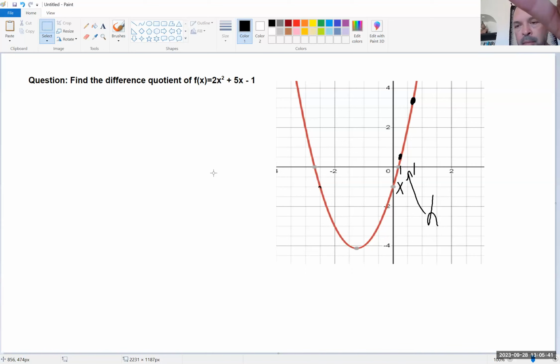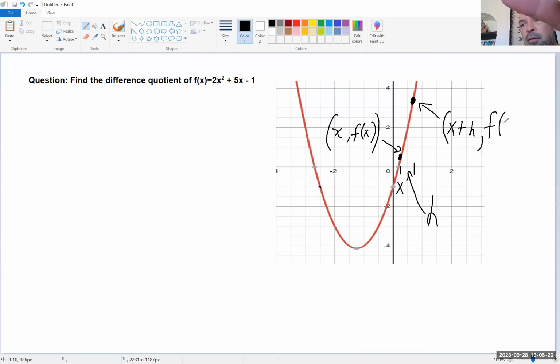And so then the coordinates of this point are going to be x comma f of x, and the coordinates of this point are going to be x plus h comma f of x plus h. Okay. And so it's a curve.